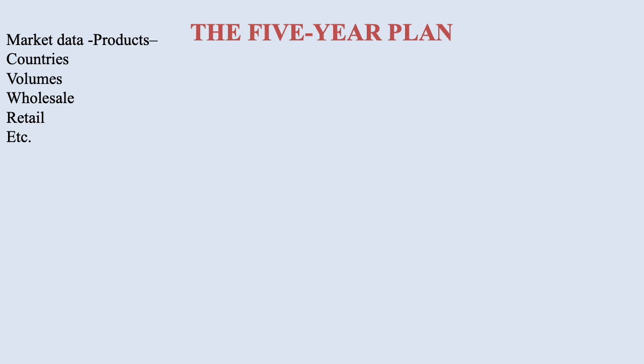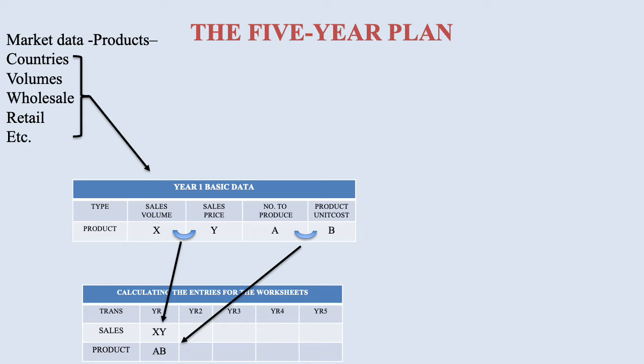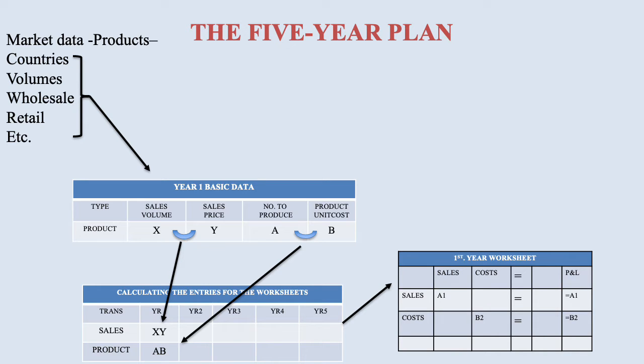This is an overview of the planning process. The secret is really getting a lot of detail about your product, your market, production costs and so on, and putting this into a worksheet as you can see here. This is then used to produce the information that you're going to put into your planning worksheets. This is done for all 5 years, linking each worksheet to the next by the closing balance sheet, which becomes the opening balance sheet for the next year.